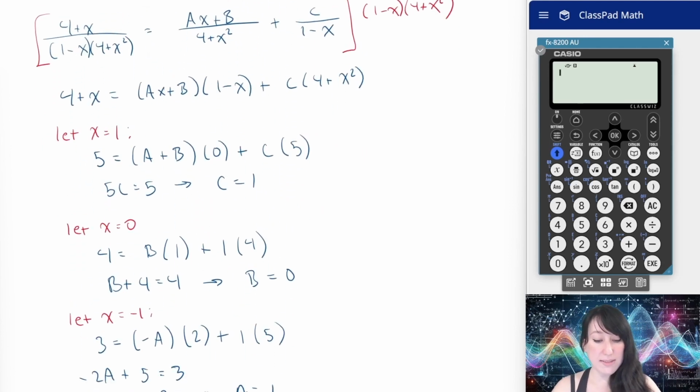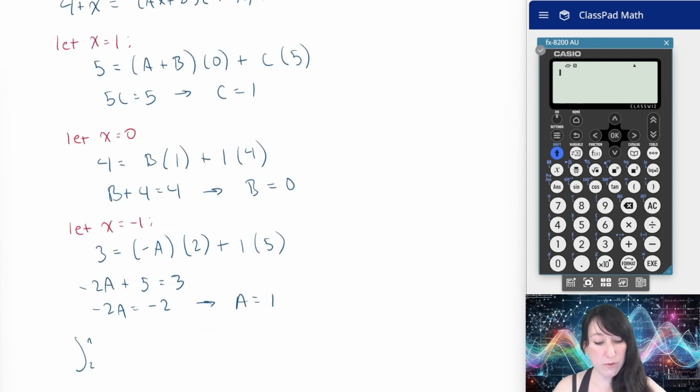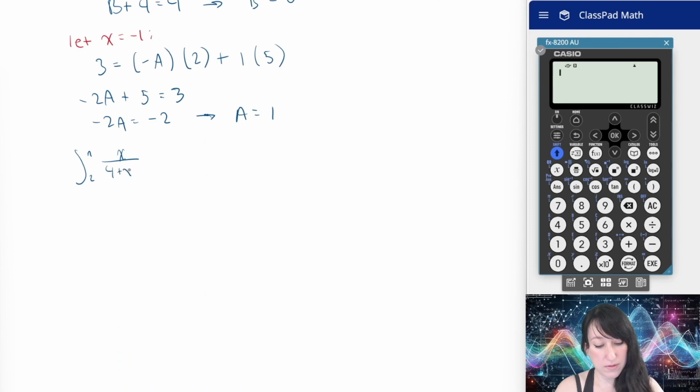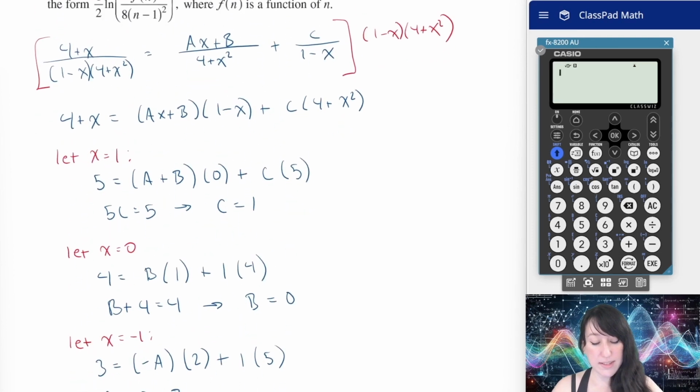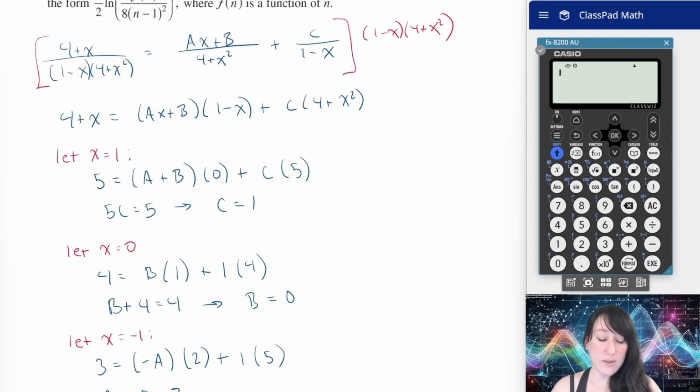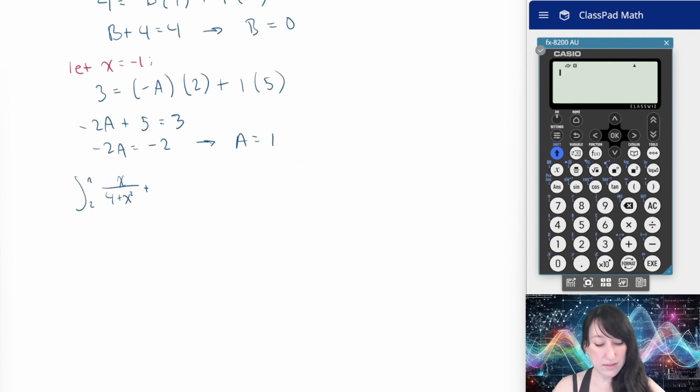So the first fraction, ax plus b, a is 1, b is 0, just becomes x over 4 plus x squared. And the second fraction, c over 1 minus x, c is 1, so that's just 1 over 1 minus x. So for that first fraction, we'll use a logarithm. We need a derivative of the denominator and the numerator. We're missing a factor of 2, so we'll times by 2 and by a half. And the second one will be a logarithm, which is missing the factor of negative 1. So we'll put a negative here and here.